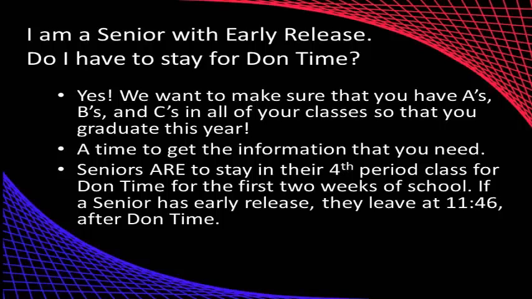There will be many senior announcements, and previously, students with early release missed some of them because they just weren't here to get them. Seniors are to stay in their fourth period class for dawn time for the first 2 weeks of school. If a senior has early release, they leave at 11:46 after dawn time. It's only 26 more minutes. You still get out of school before noon.